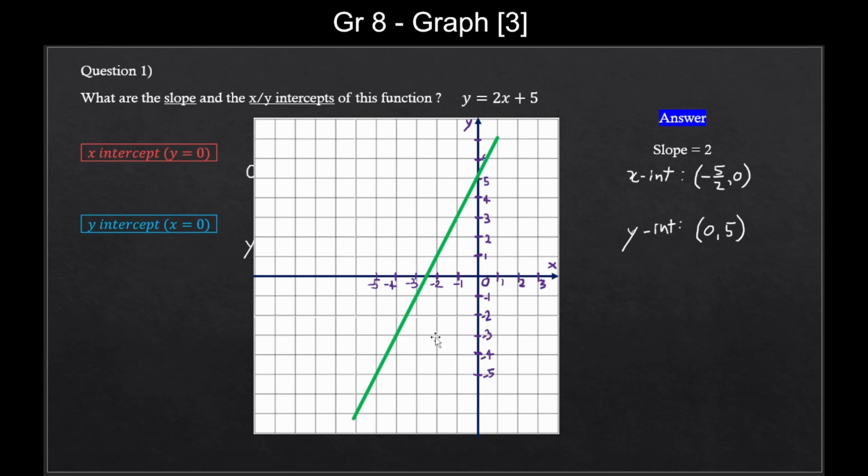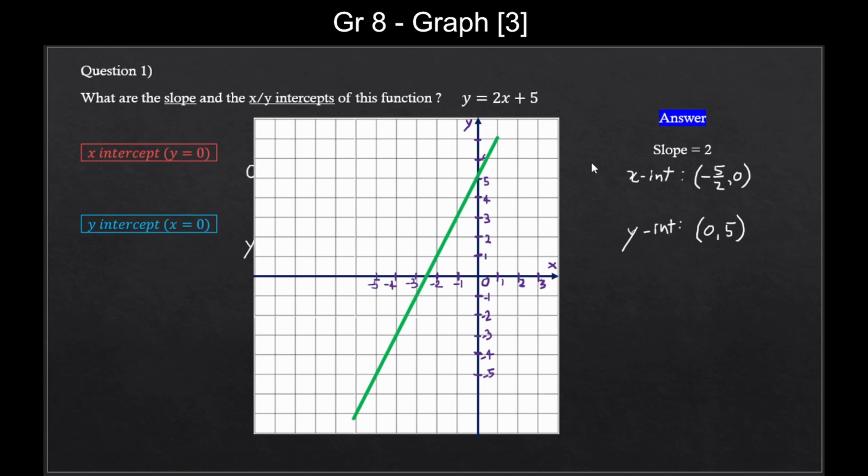Anyway, let's look at the slope. It's pretty steep. Now, every after block, so let's say from here, the line goes 2 blocks up. So 1 block and 2 blocks up, right? So that does sound like we got a slope of 2. So our answer is correct.